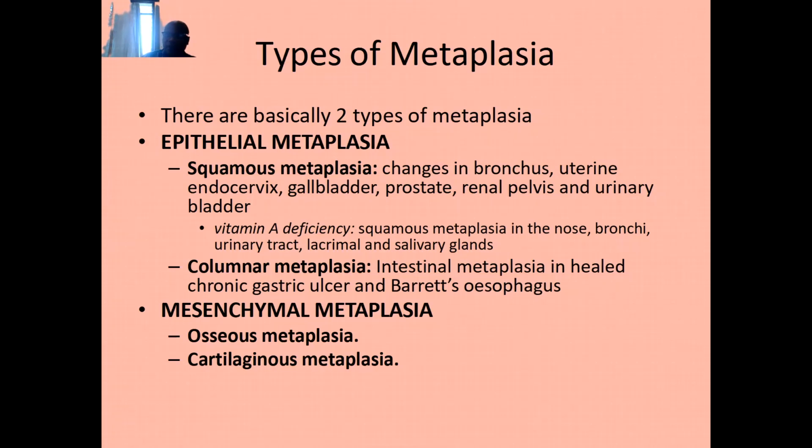Barrett's esophagus occurs because of excessive production of acid in the GIT, resulting in metaplasia to prevent the acid from destroying the raw esophagus. Then we have mesenchymal metaplasia, like osseous metaplasia and cartilaginous metaplasia.